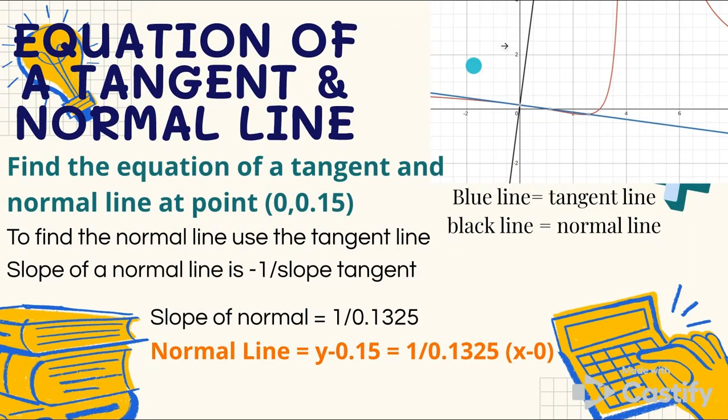And then here I have a picture of the graph from Desmos, and the blue line is the tangent line, and the black line is the normal line.